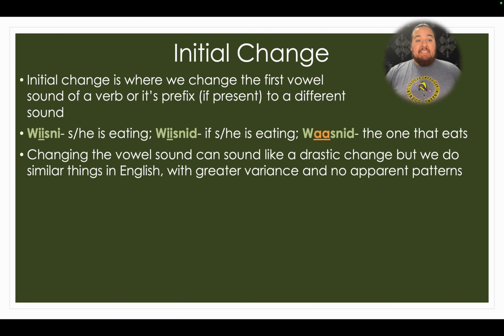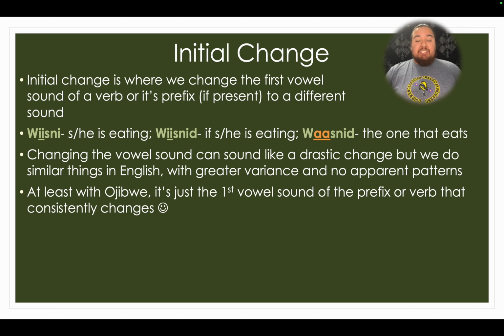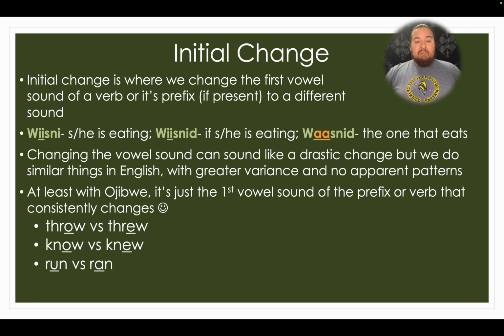So changing the vowel sound can sound like a drastic change, but we do similar things in English with greater variance and no apparent patterns. So at least with Ojibwe, it's just the first vowel sound of the prefix or the verb that consistently changes. For example, in English, there's throw versus through. And so the first vowel sound changes there. No versus new. Again, first vowel's changing. Nothing else. Run versus ran. Same thing. Initial change in English.